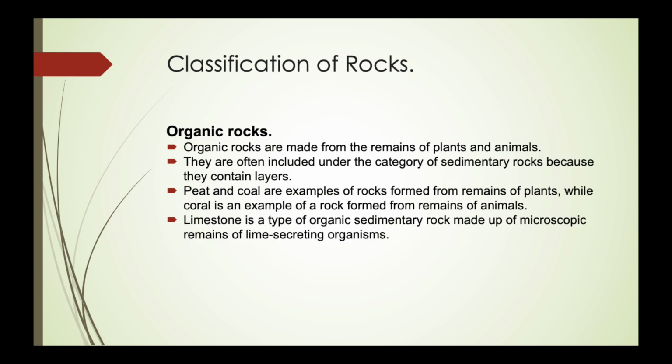Organic rocks. Organic rocks are made from the remains of plants and animals. They are often included under the category of sedimentary rocks because they contain layers. Peat and coal are examples of rocks formed from remains of plants, while coral is an example of a rock formed from remains of animals.